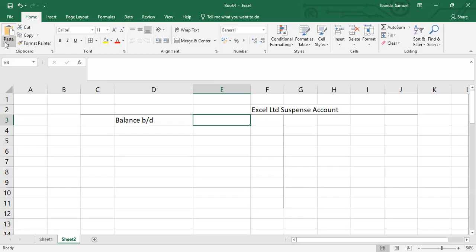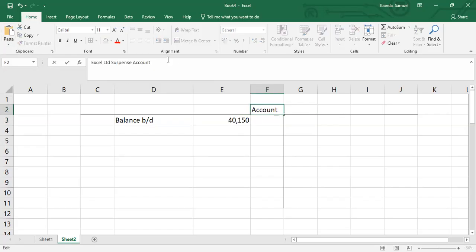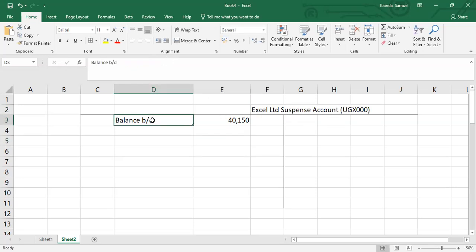Okay, we put it under that column. So that's my balance brought down, and that will remind me to put the degree of precision here. 1000. Okay, that is what I basically have. So that is the first step. That is the first step that you need to think about, especially in your suspense account.